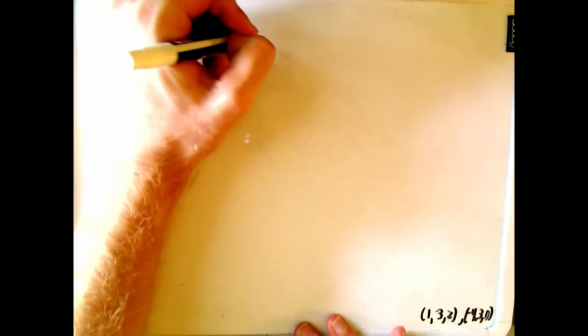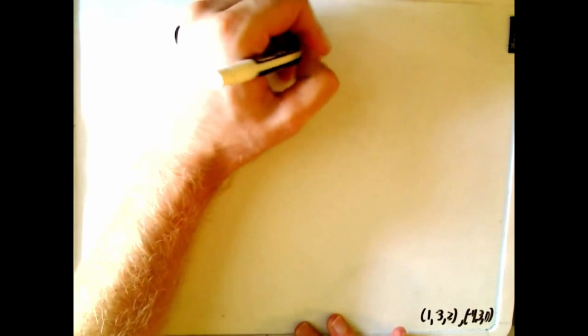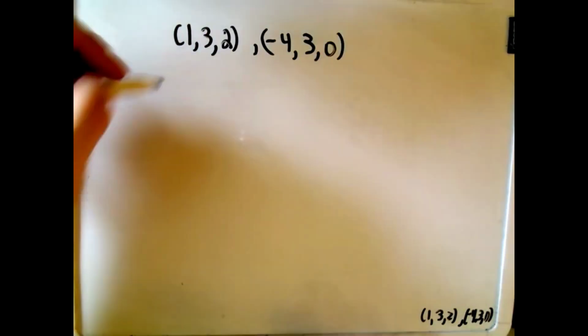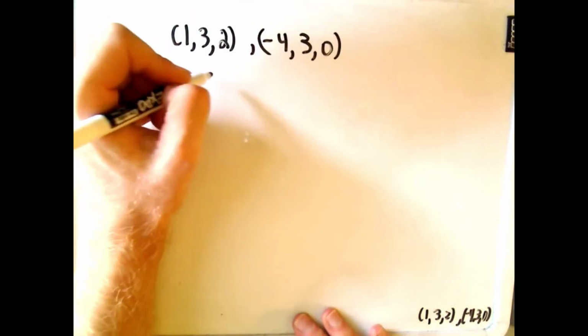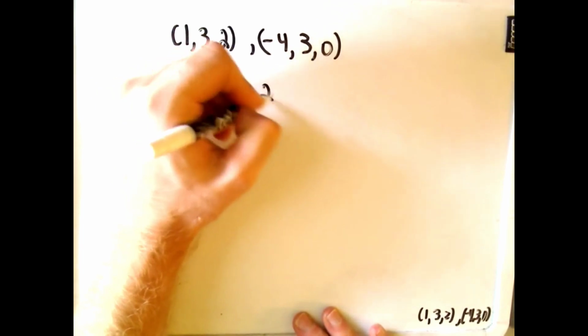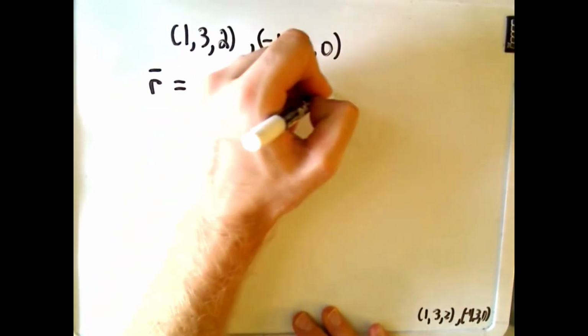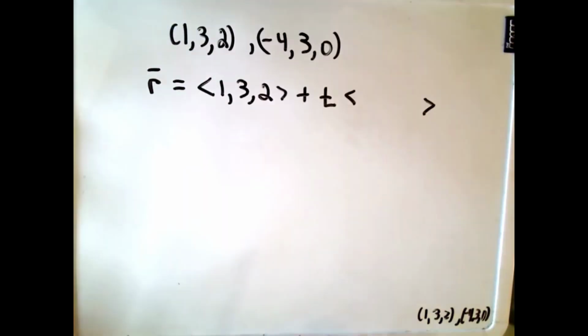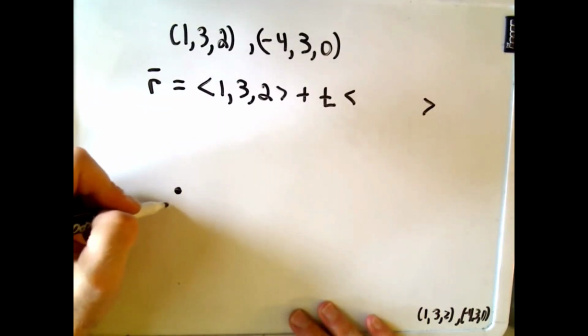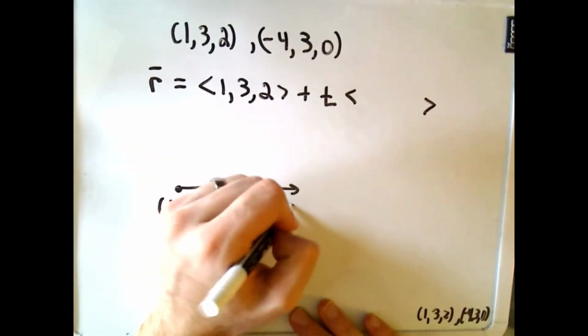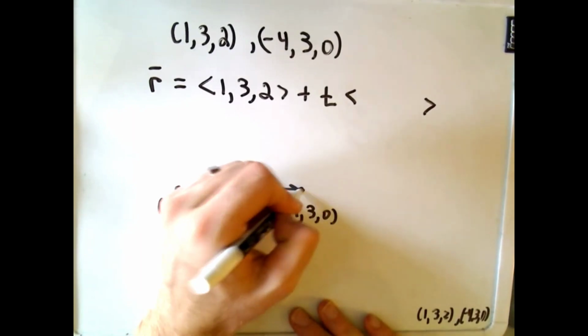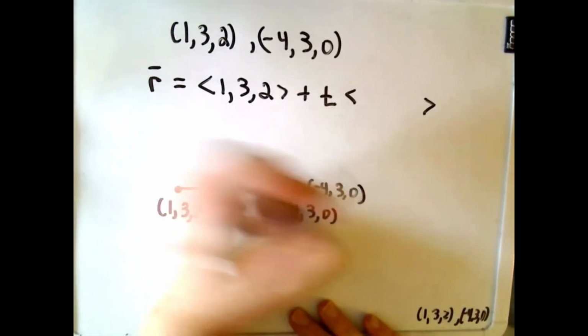Okay, so let's do our other problem here real quick. Now we simply want the vector that goes through the point 1, 3, 2 and negative 4, 3, 0. When I fill in my vector equation, I can use either one of these points, so I'll just use the 1, 3, 2. And then we need our plus t times a vector that's parallel. Remember, the direction doesn't matter at all, so I'm just going to pick one, from the point 1, 3, 2 to the point negative 4, 3, 0.